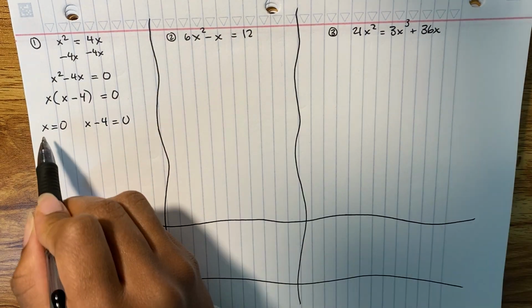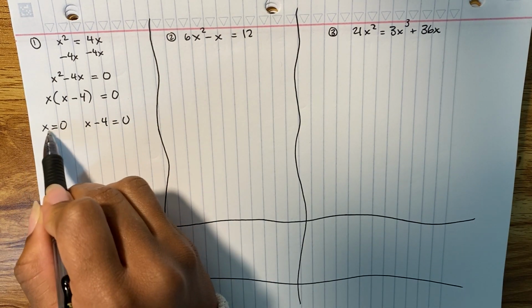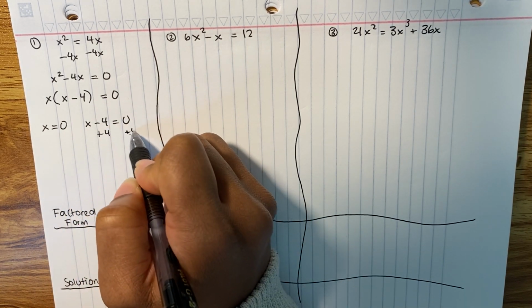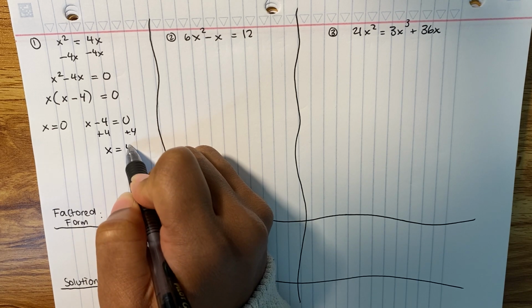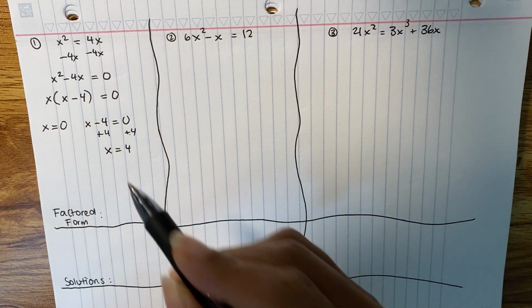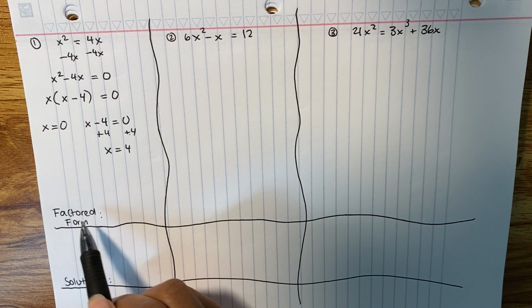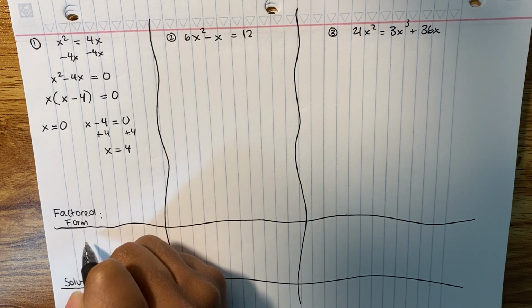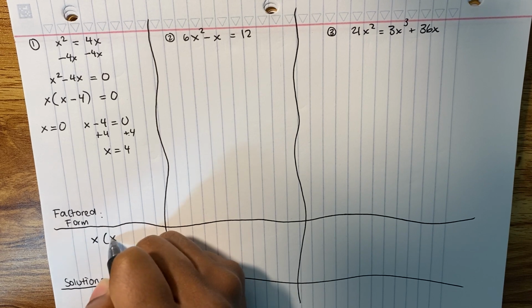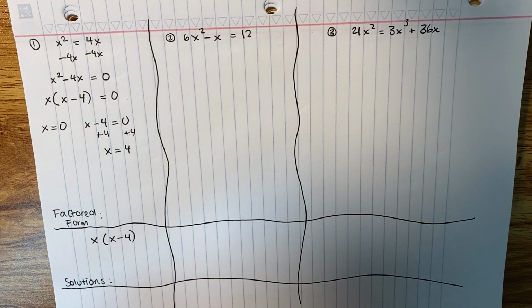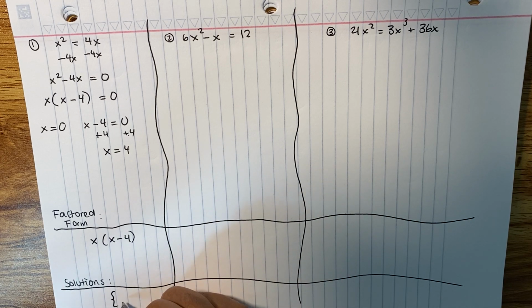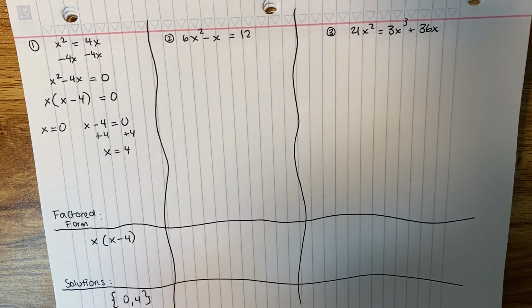Then solve. The first is already given, x equals 0, but the other one has not been solved, so we would add 4 over, and we have x equals 4. Now, oftentimes on tests, your teacher will ask you, what is the factored form and what are the solutions? The factored form is the x and x minus 4. The solutions are written as a solution set, 0, 4.